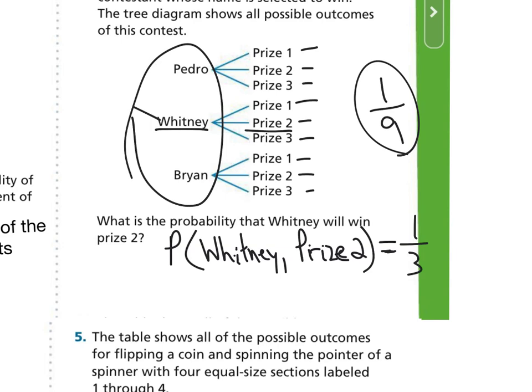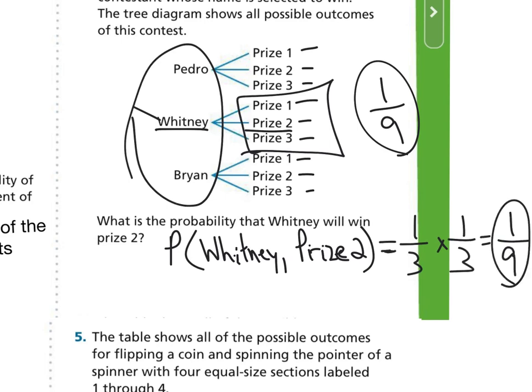And then we can look at what the chances of her winning prize 2 would be. So once Whitney wins, she's going to get one of these 3 prizes. So she has a 1 out of 3 chance of getting any of them. So she has a 1 out of 3 chance of getting prize 2. And then if you just multiply those together, that would be another way you could get that to be a 1/9 chance.